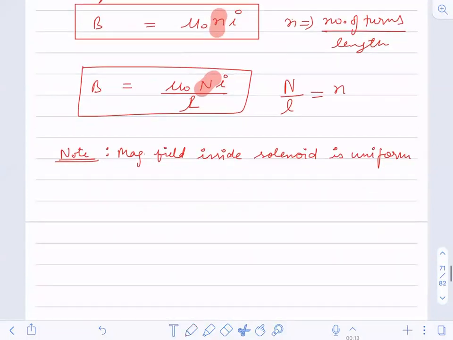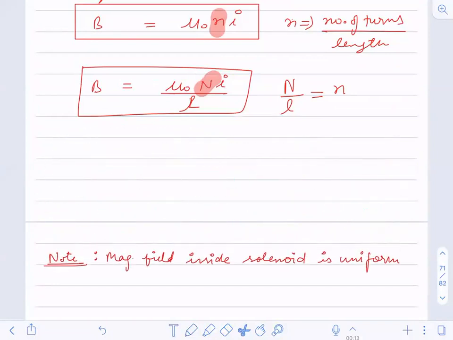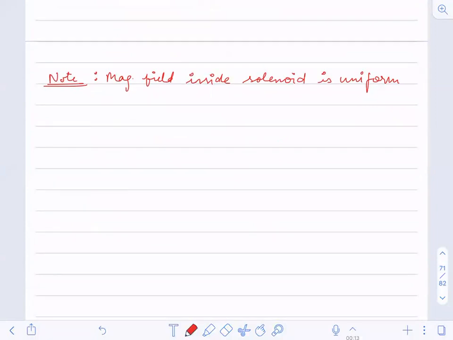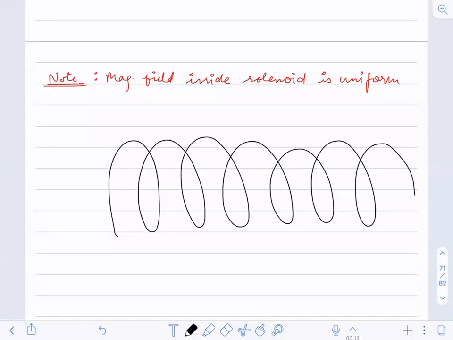Now, if I say uniform magnetic field, what does this mean? Saying that the field is uniform means that the value and the direction of magnetic field at each and every point will be the same. Let us try to understand this point. Suppose this is the solenoid. Okay, this is a solenoid. So everywhere you will be having magnetic field lines like this.